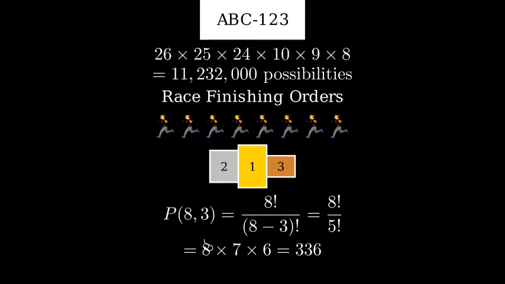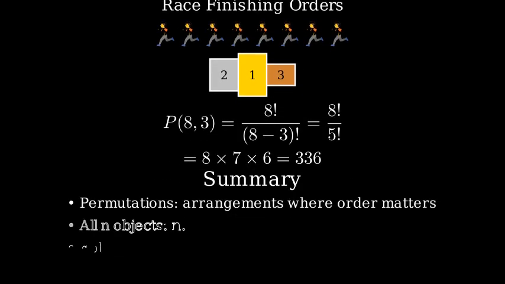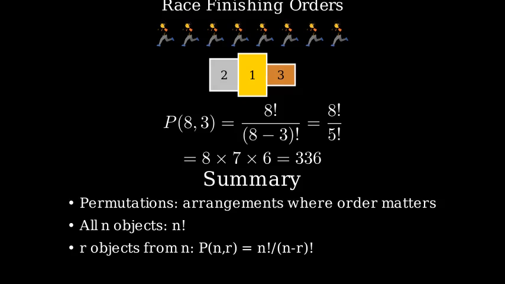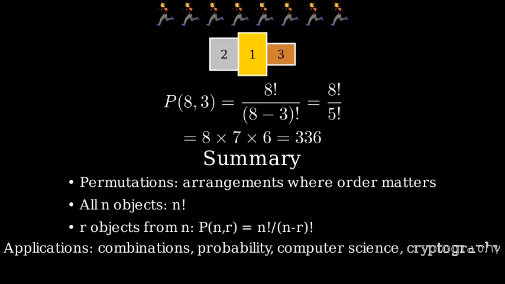To summarize, permutations are arrangements of objects where the order matters. The formula for the number of ways to arrange all n distinct objects is n factorial. The formula for the number of ways to arrange r objects selected from n distinct objects is n factorial divided by (n minus r) factorial. Permutations have numerous applications in combinatorics, probability, computer science, cryptography, and many aspects of everyday life.